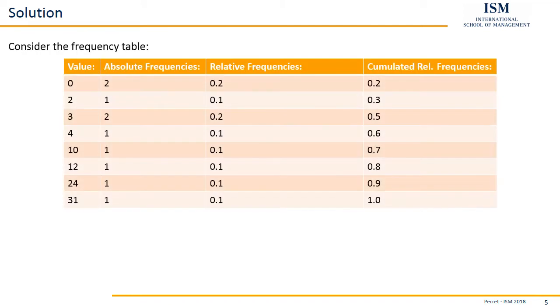In the next part, we're actually going to use this frequency table to calculate the mode. What's the mode? The mode is the most frequent value, so the value with the largest absolute frequency. Here we can see we have an absolute frequency of 2 for the value of 0, and we have an absolute frequency of 2 for the value 3.